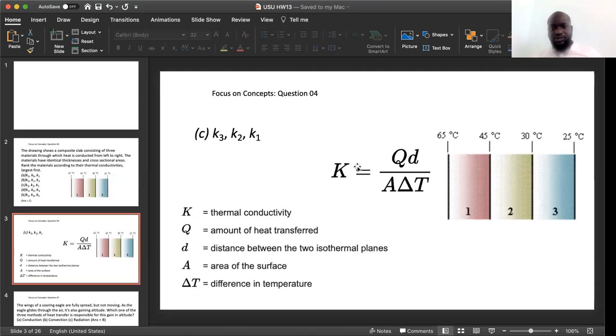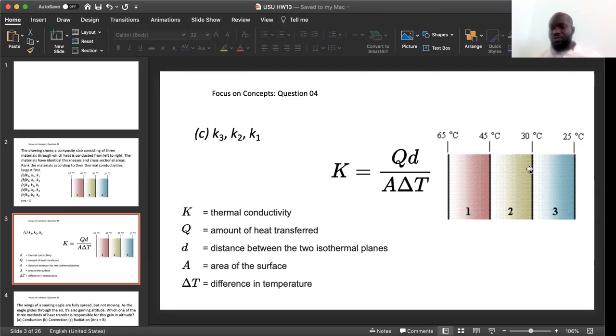So this is the equation for thermal conductivity. Q is joules per second. Sometimes they put Q over t, so you know explicitly. d is the thickness of the slab, A is the area, and delta T is the temperature difference. So thermal conductivity is inversely proportional to delta T, which means the more delta T you have, the smaller the K.